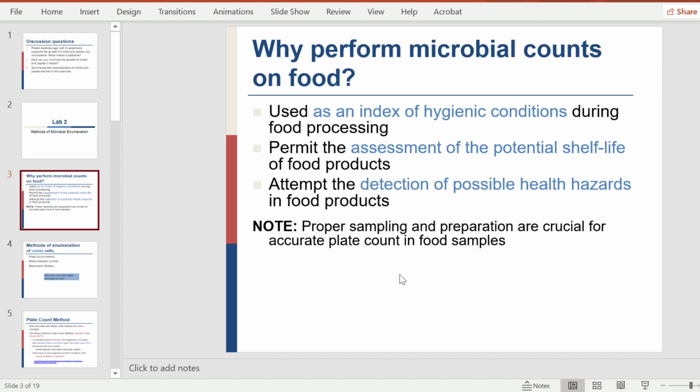So, why perform microbial counts on our food? We are going to be using this as an index of hygienic conditions, just going to tell us how clean the different surfaces that the food came in contact with during processing were. Then, making sure that the shelf life of the food is going to be good just by determining how many of these food spoilage organisms are inside. And then we also want to be able to detect any possible health hazards or pathogenic organisms that are in our food, because that'll be causing a lot of issues. A few of those are Salmonella and E. coli.